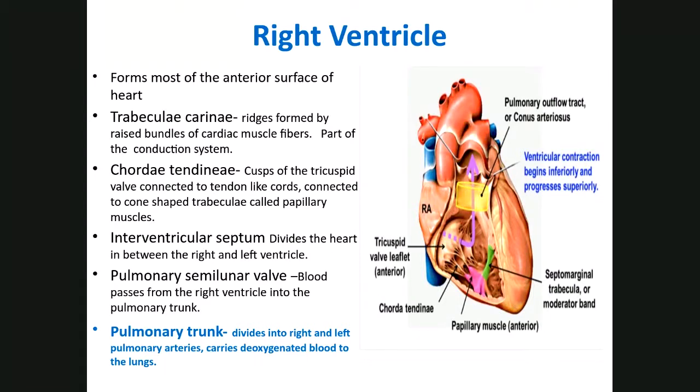So we're in the right ventricle now. This is the most anterior surface of the heart. The trabeculae carneae are an irregular surface that we would see inside, within the cardiac muscle fiber. Trabeculae carneae means muscle that looks trabecular visually. We'll talk about this because it's part of the conduction system.